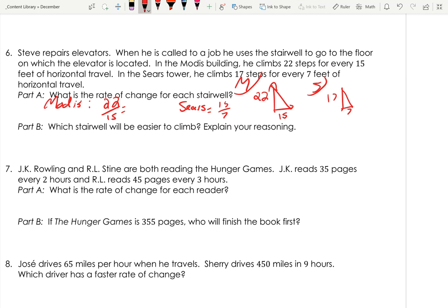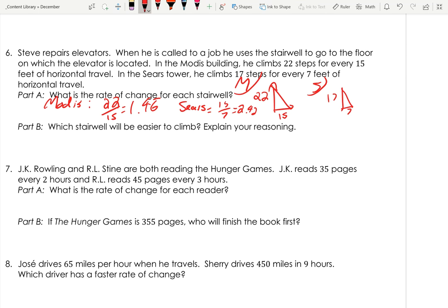Now, if you're wondering which of these is really steeper, some of you might be able to tell. But if you can't tell which one's steeper, just take them and divide them, right? 22 divided by 15 is 1.46 repeating. And then the Sears Tower, 17 divided by 7 is 2.42. So the Sears Tower is going to be steeper since its rate of change is bigger than the Modis Tower.